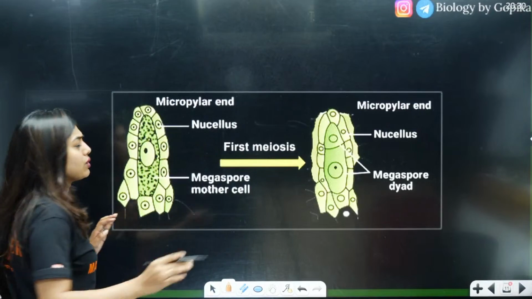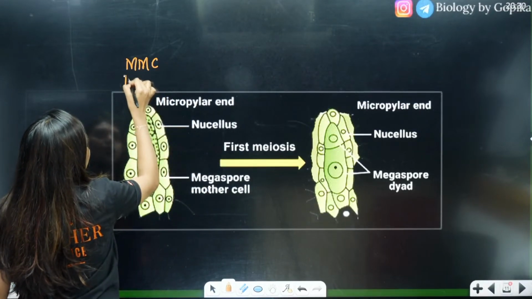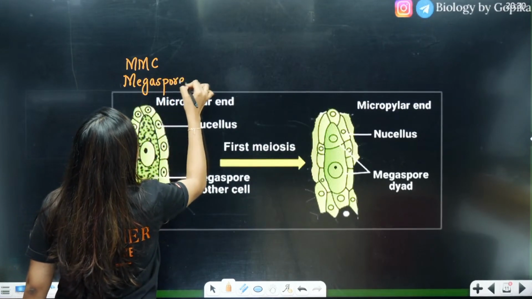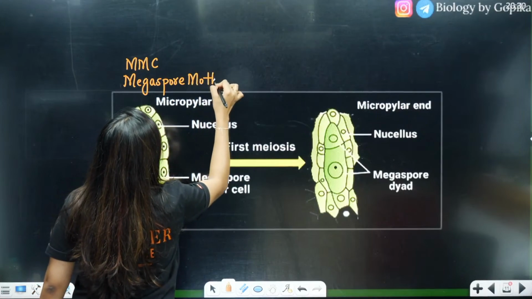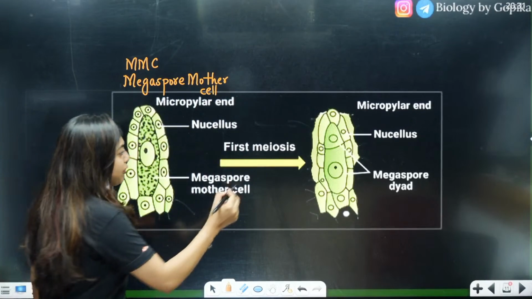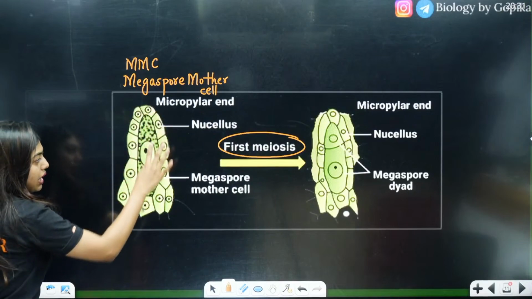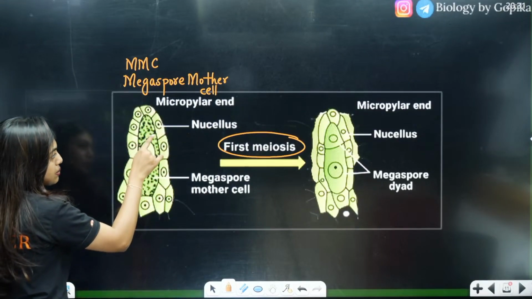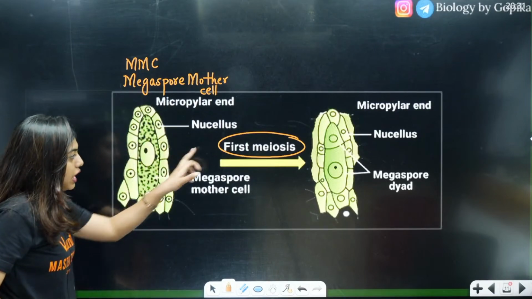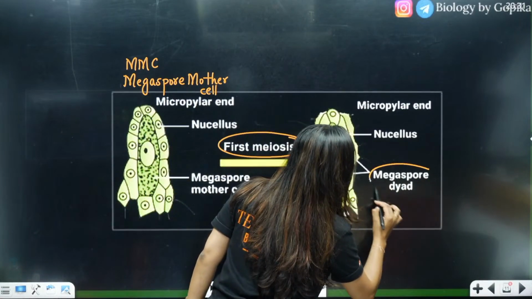Yes, ma'am, we understood this. So, students, your MMC here is for what? It is for megaspore mother cell. So the megaspore mother cell will be there. It will undergo the first meiosis. Look here, students, many cells are there, no? There is a megaspore mother cell, and around it you have your nucleus. They will undergo the first meiosis division and form a megaspore tetrad.